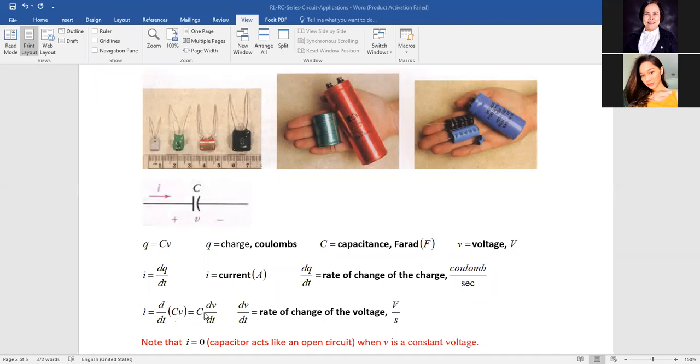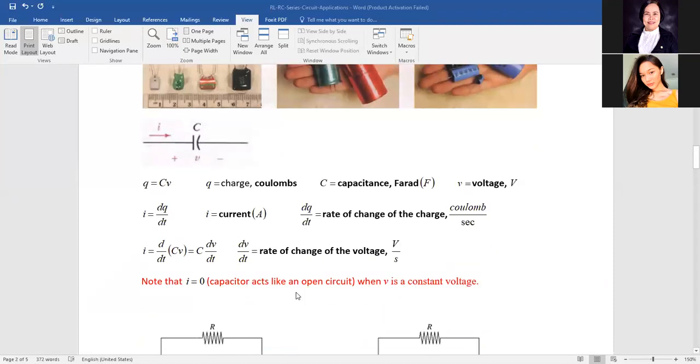When you differentiate, the C is placed before the derivative, and you have already dV/dt in here. So the dV/dt is the rate of change of the voltage, which is of course volts over seconds. Now, your I in your circuit, having the presence of a capacitor, can then be represented or replaced by C dV/dt.